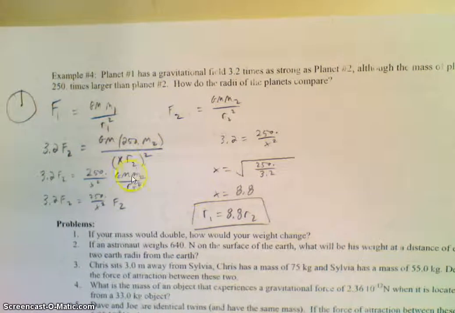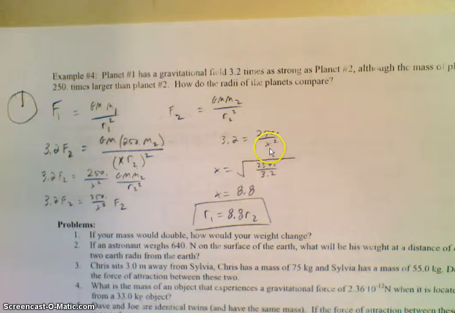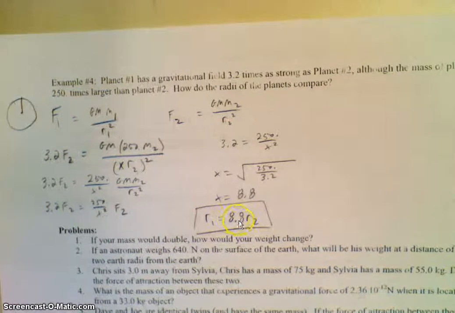And down here, if I pull this out, I have G m2 over r2 squared, which if you notice right here is just F2. So that's a substitution there. The F2s cancel and I'm left with 3.2 equals 250 over x squared. Solve for x squared and I get 8.8. And if I look back here, what did I say? I said the radius of planet 1 is equal to whatever x is times the radius of planet 2. So the radius of planet 1 is 8.8 times the radius of planet 2.